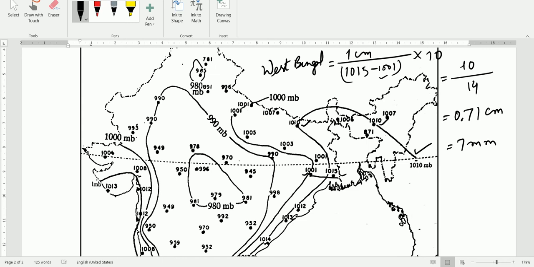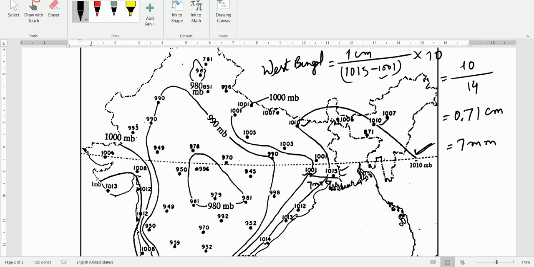Then we have to put the scale here again. Thus the isoplate of this 1010 millibar is plotted 7 millimeters away from this station, or 3 millimeters ahead of this 1015.